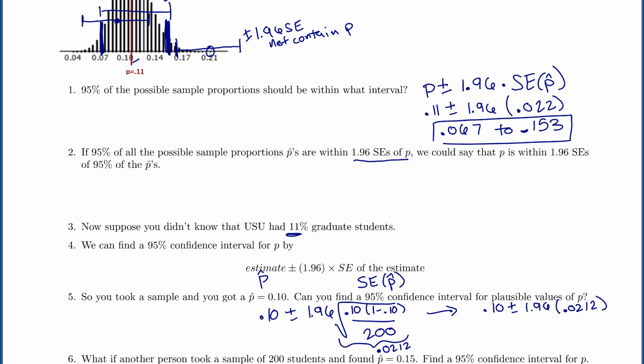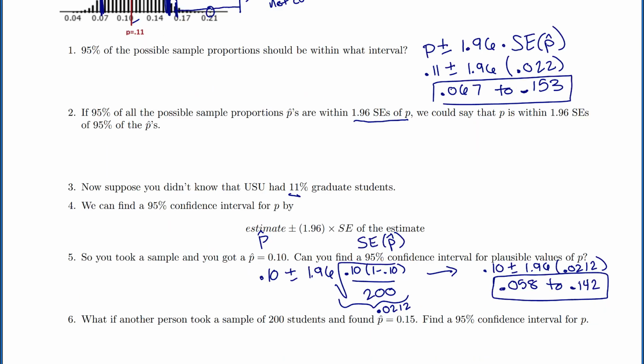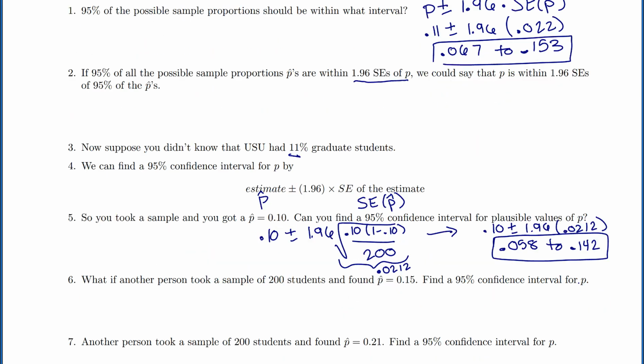So if I put it in my calculator and do the subtraction first, I get 0.0582, and then when I do the addition, I get 0.142. So this is a 95% confidence interval for the possible values of P. Based on my sample, I would tell you that I'm 95% confident that my population proportion is between 0.058 and 0.142. Would I be correct? Yes, because my population proportion is 0.11. So my confidence interval of plausible values of P is correct. It did actually contain my population proportion.